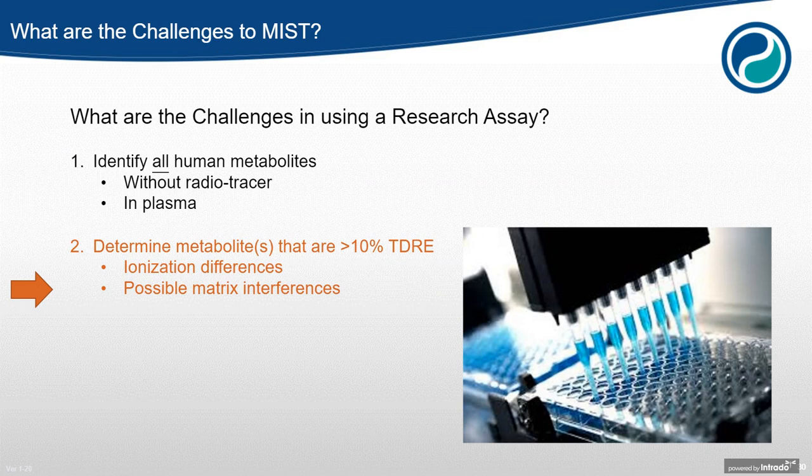So we've been able to compensate for ionization differences. Now we need to deal with matrix interferences. How does matrix interfere with the study we're trying to conduct here? Next slide, please.